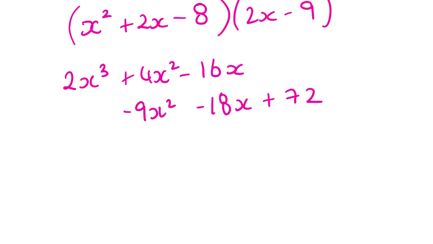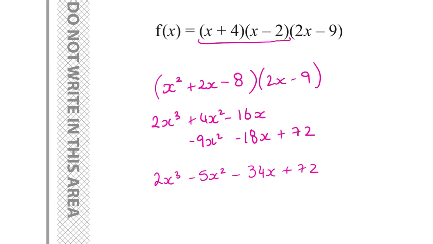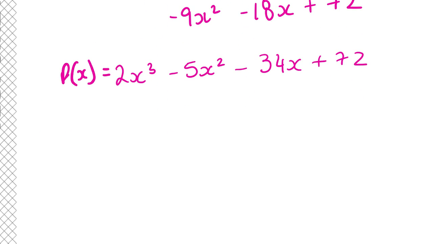Yeah? So now I'm going to have 2x cubed minus 5x squared minus 34x plus 72. This is what f of x equals. So if we differentiate this. Minus 34. Wait there, sorry.